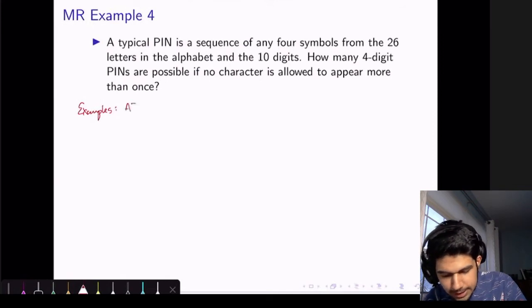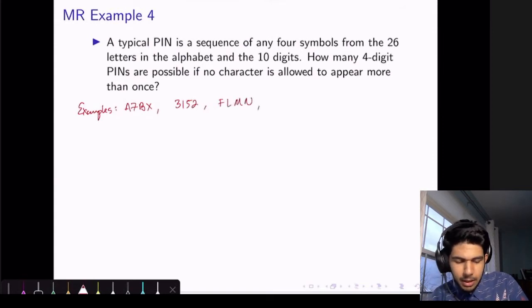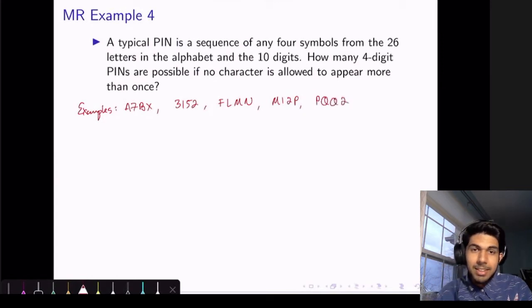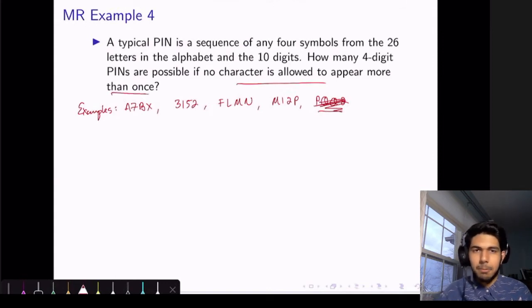A7BX, 3152, FLMN, M12P. How about this one? PQQ2. Is that a valid pin? No, because no character is allowed to appear more than once, and we have 2 Qs, so that's not an example. All right, so how are we going to do this?